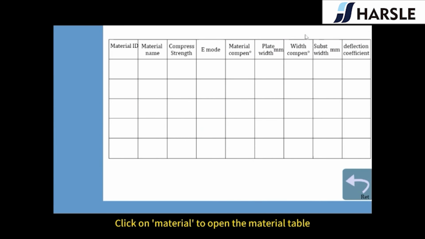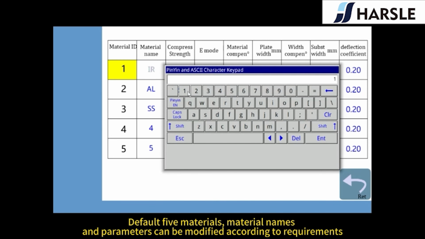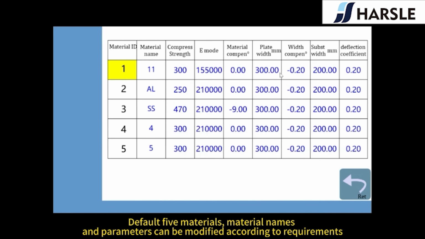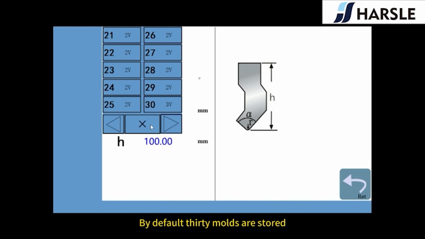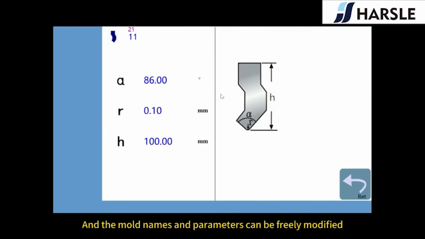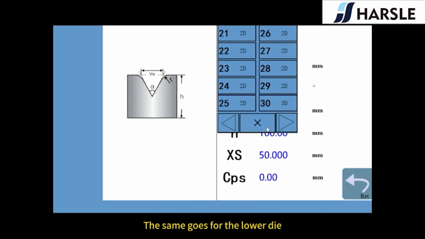Click on Material to open the material table. Default 5 materials, material names, and parameters can be modified according to requirements. Click on the upper die icon. By default 30 modes are stored, and the mode names and parameters can be freely modified. The same goes for the lower die.